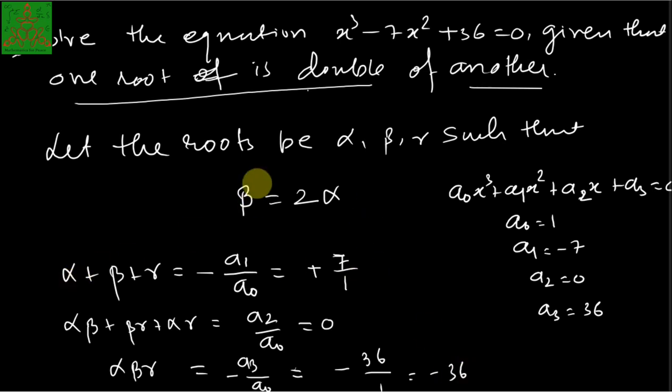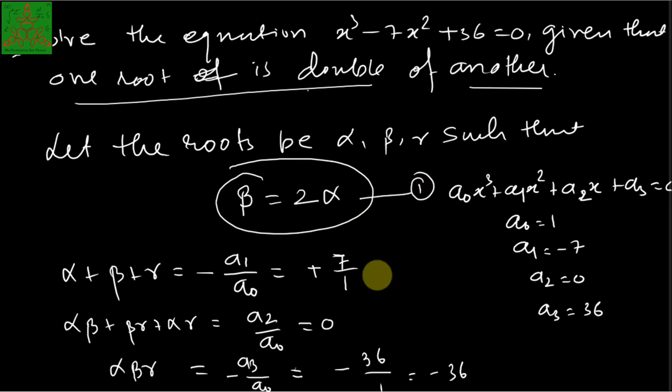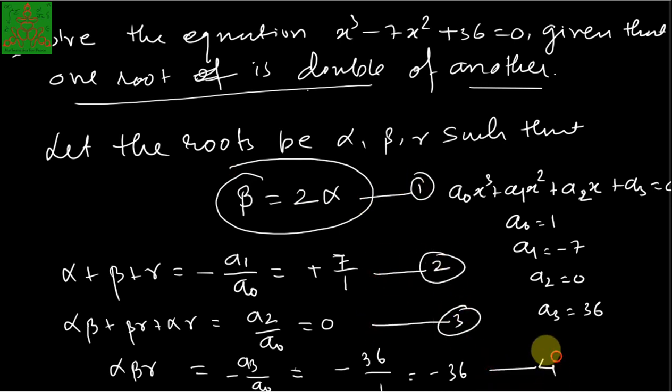Now this is the given condition, the equation 1, this is equation 2, this is 3 and 4. So we have 4 equations and 3 unknowns. If we are able to solve these 4 equations for these 3 unknowns, we have the roots of this equation. So let us substitute this value of beta into equation 2, equation 3 and equation 4. Let's see what we have.